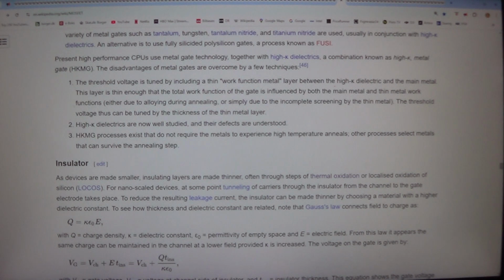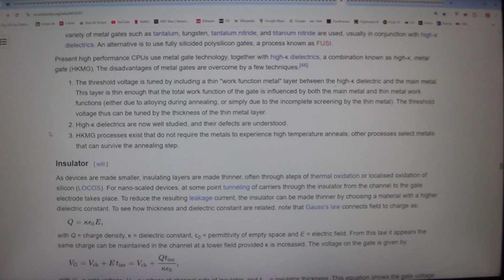The disadvantages of metal gates are overcome by a few techniques. 1. The threshold voltage is tuned by including a thin work function metal layer between the high-k dielectric and the main metal. This layer is thin enough that the total work function of the gate is influenced by both the main metal and thin metal work functions, either due to alloying during annealing, or simply due to the incomplete screening by the thin metal. The threshold voltage thus can be tuned by the thickness of the thin metal layer.